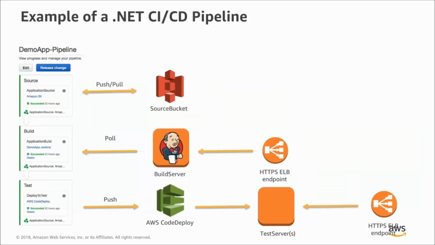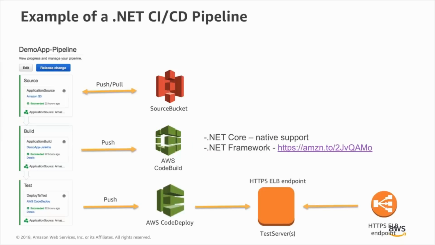So here's an example of a .NET CI/CD pipeline leveraging AWS CodePipeline. And you can see here that we're leveraging S3, so that source bucket, and then we have a Jenkins build server that is polling CodePipeline to look for code it needs to build, and then leveraging CodeDeploy to actually do the deployment of those artifacts to servers. Now you can actually, if you're building .NET Core, we have native support now in AWS CodeBuild.